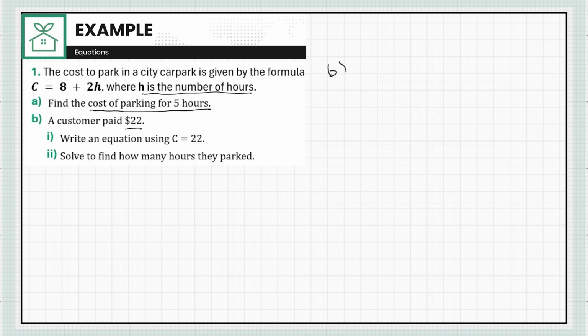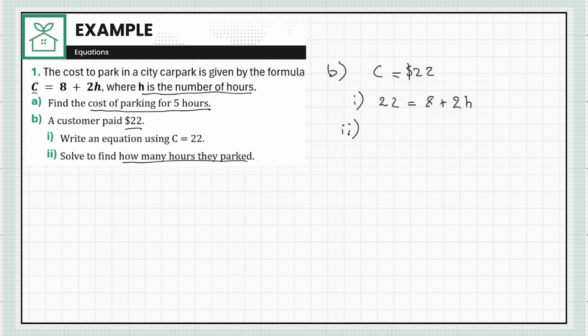Right, so for part B, we have a customer paid $22. That means that C is equal to $22, right? That means that we have to rewrite this expression, but not in terms of h, in terms of C. So instead of writing C out the front, we'll write 22 is equal to 8 plus 2h. Now we're going to solve it to find how many hours they parked. So based on how much we paid, we can now work out how long we were actually there for.